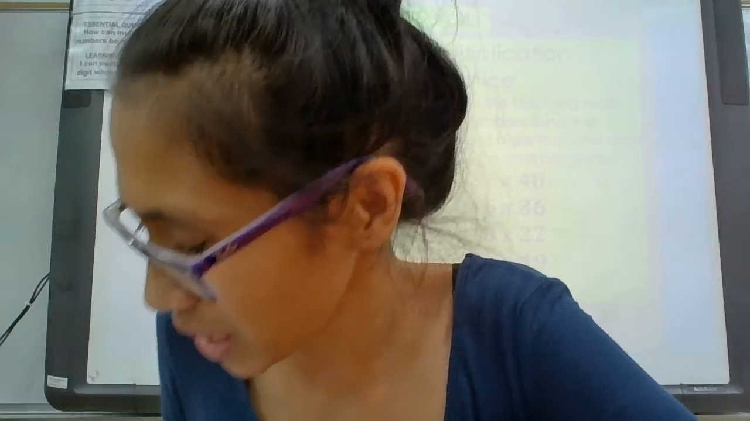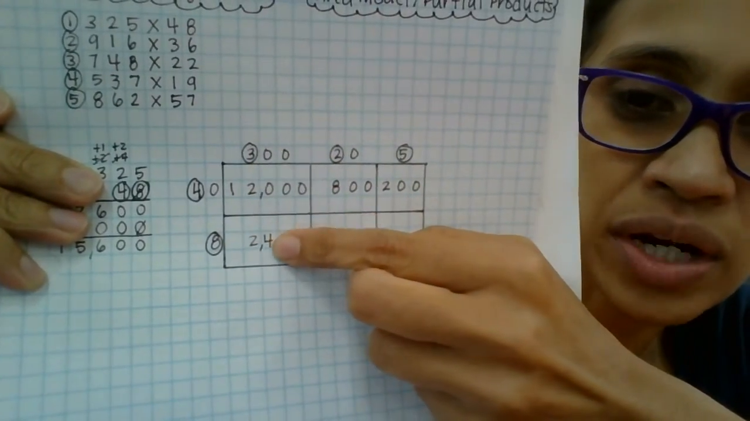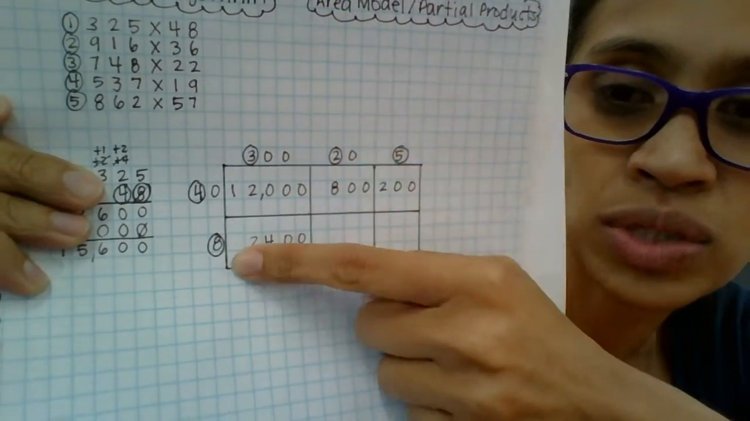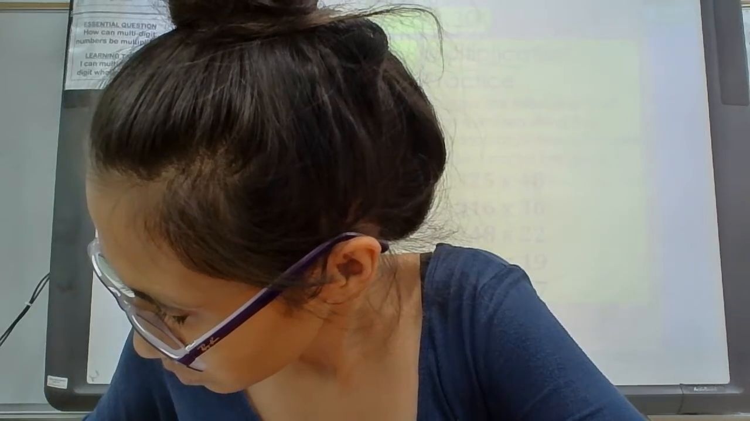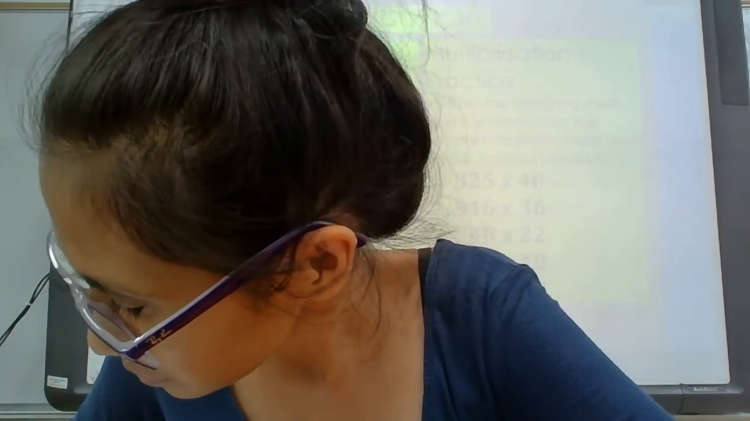Did I say 20 times? What did I just say? 3 times 8. What? I'm like going crazy. 3 times 8, 24. Got that right. All right, now 20 times 8 is like 2 times 8, which is 16. Add that 1 0. And then the last one, 5 times 8 is 40.